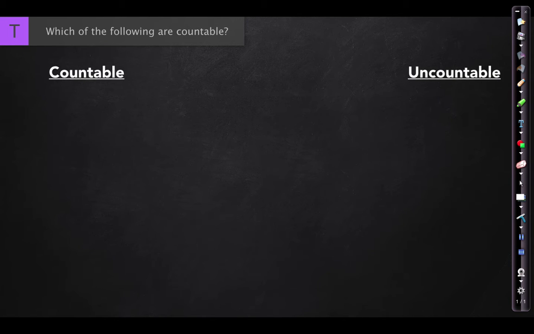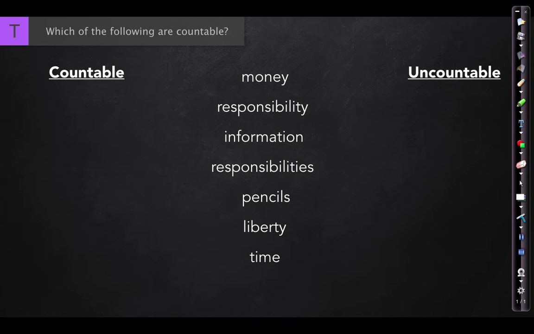I want to look at what the difference is between countable and uncountable nouns. Knowing this difference is not something we get tested on in everyday life, but the GMAT is going to test you on this. And knowing this difference can make a potentially difficult sentence correction problem a lot easier. So take a moment to look at these different nouns. Let me know if you think they are countable or uncountable.